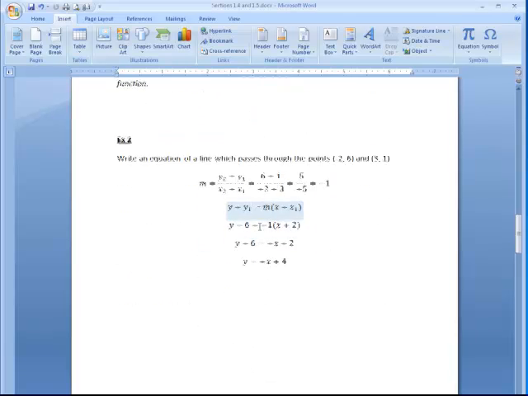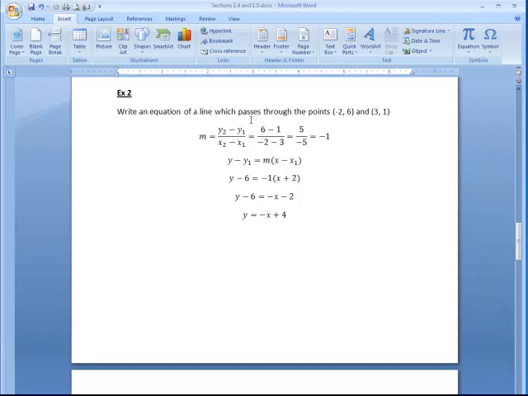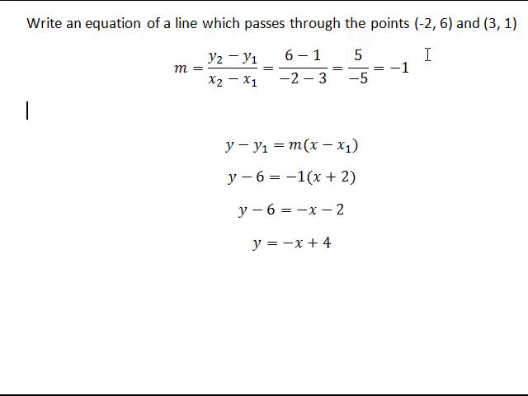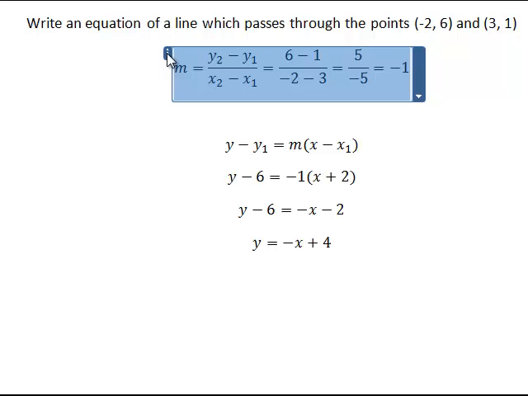Our second example says write an equation of a line which passes through the points -2, 6 and 3, 1. We ask ourselves, do we have a point? Yes. Do we have a slope? No, we don't have a slope. However, we have 2 points. And we do know an equation for slope if I'm given 2 points. It's m equals y2 minus y1 over x2 minus x1.